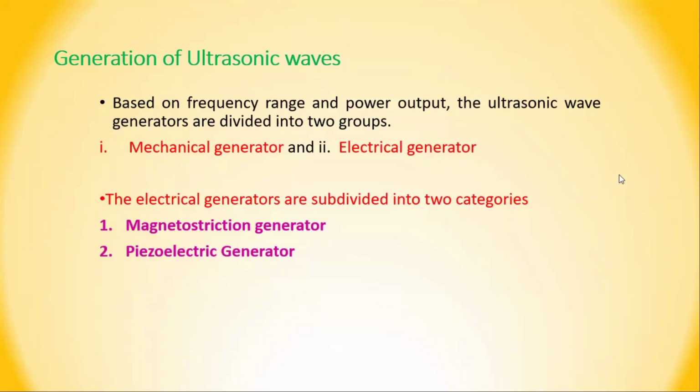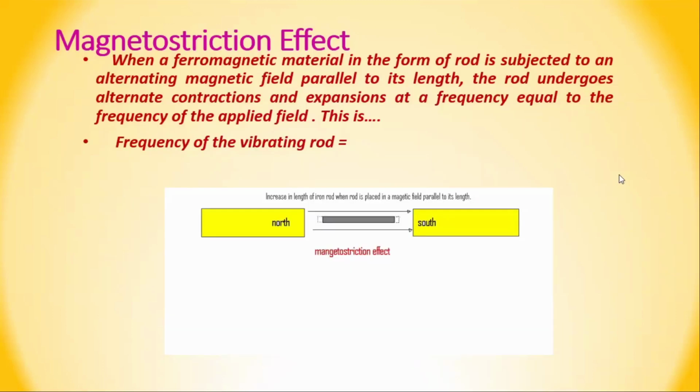So in short, we will be generating the ultrasonic waves by two methods, the magnetostriction method and the piezoelectric method. The piezoelectric method you must have seen somewhere while doing the practical of the ultrasonic interferometer. But the magnetostriction method you must not have seen. So one by one we'll be seeing both methods. Let me start with the magnetostriction method.